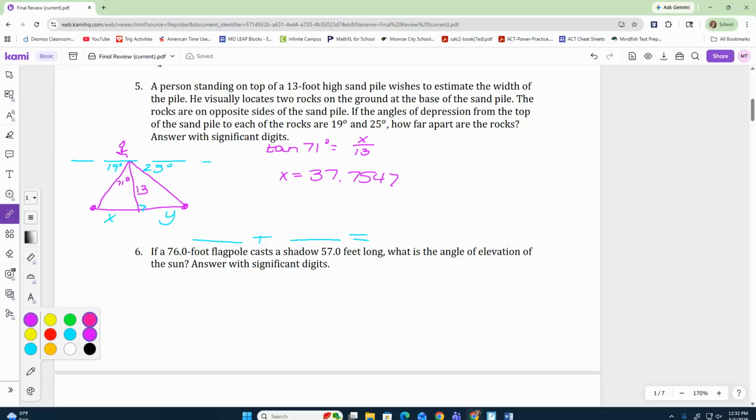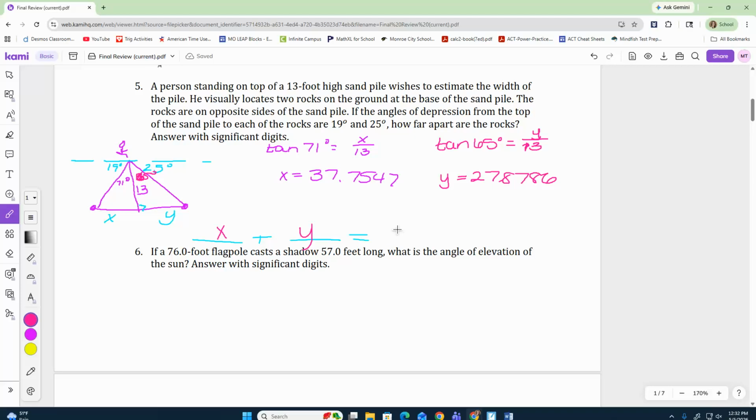Over here, if that angle is 25, then 90 minus 25, 65. So we have the tangent of 65 degrees equals the opposite side y over the adjacent side, 13. So if we multiply over the 13, then that side is 27.8786. So then you add those 2 together, and we get our final total.